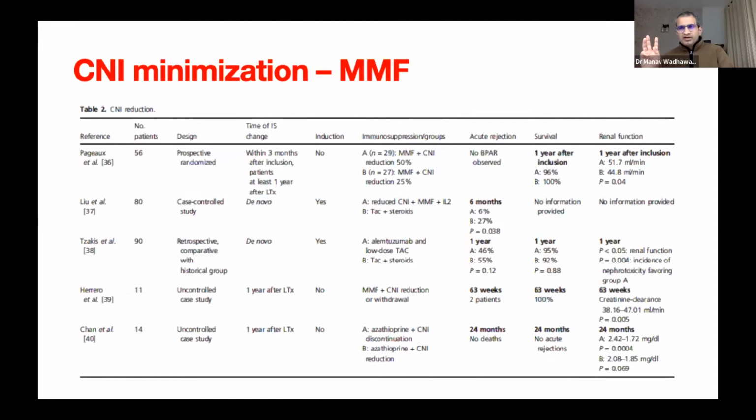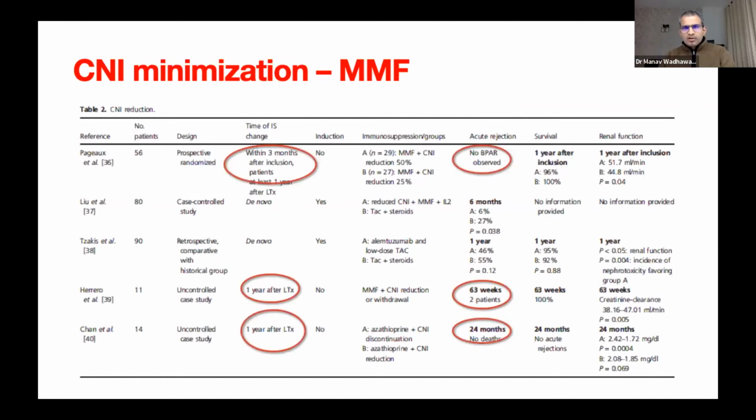Out of the three maintenance drugs, tacrolimus, everolimus, and mycophenolate, the best toxicity profile, the safest drug to use, is mycophenolate mofetil. And if I have to use a drug to minimize CNI, which has the most harm, I would use mycophenolate. I just thought I'll give you some data on this. These are a few studies which have been published on CNI minimization from 3 months after transplant to 1 year after transplant. The moment you decrease Prograf, the renal functions improve without increasing any rejection if you are continuing your mycophenolate.